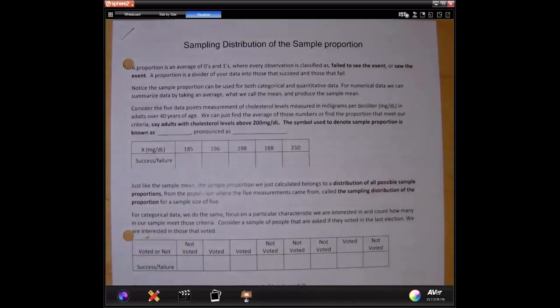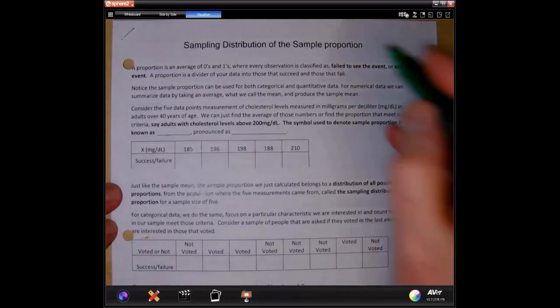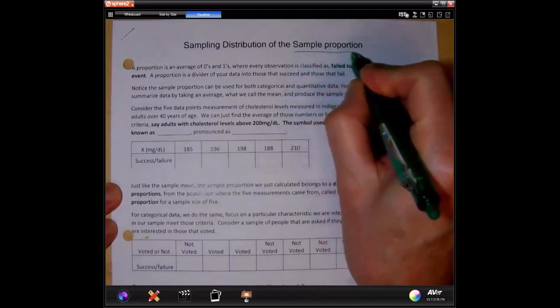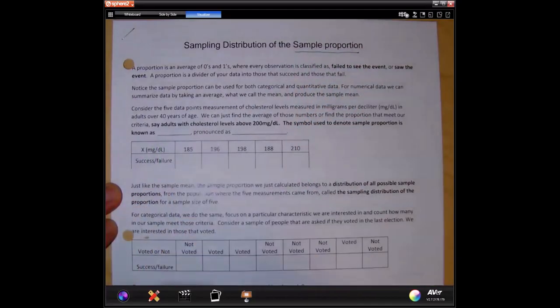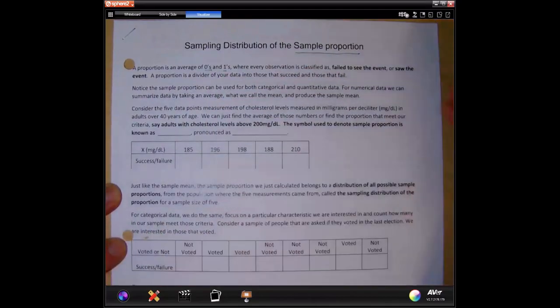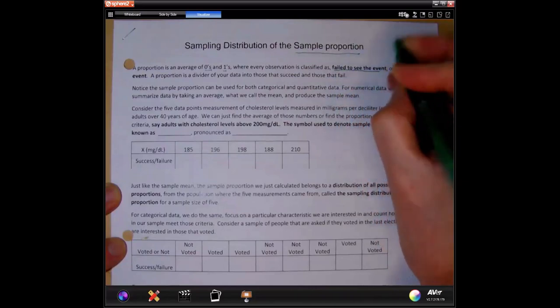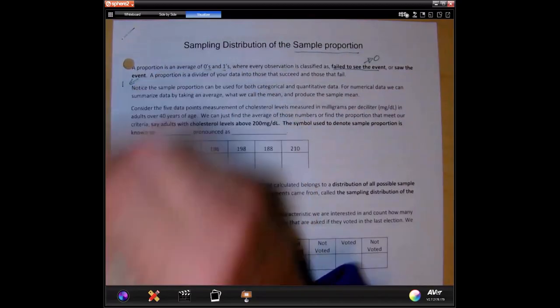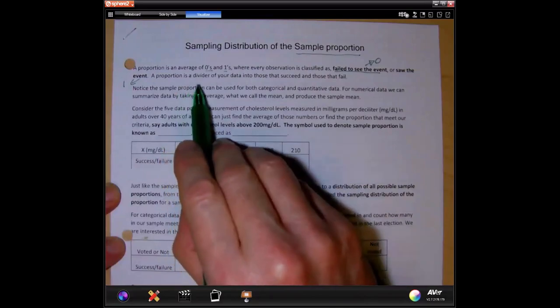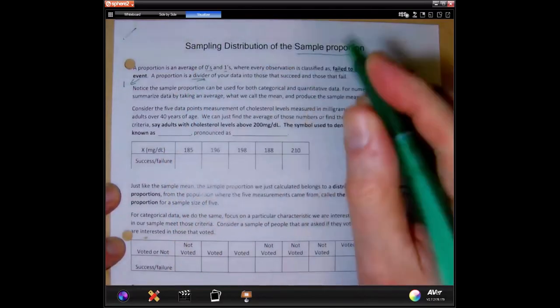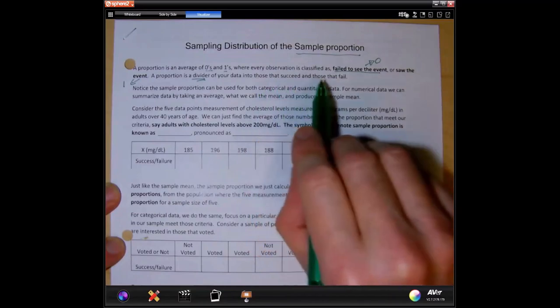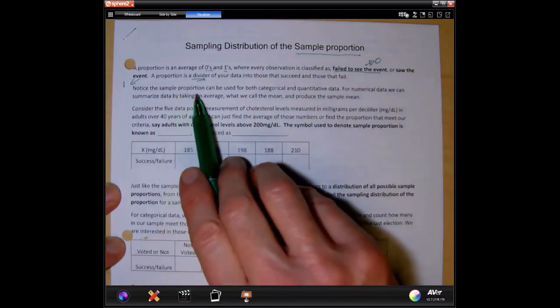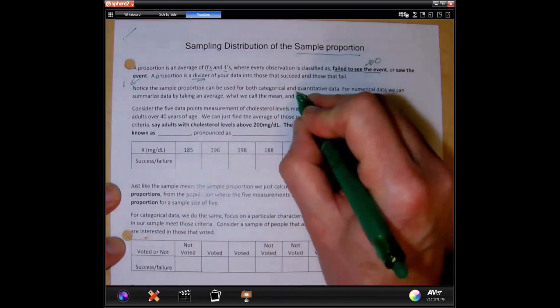We're continuing the sampling distribution concept, and this time we're going to use a different statistic called the sample proportion. A proportion is an average of zeros and ones, where every observation is classified as failed to see the event, and this will get a 0, or saw the event, and this will get designated a 1. Now, a proportion is a divider. I like to call it a divider of your data into those that succeed and those that fail. Notice that the sample proportion can be used for both categorical and quantitative data.